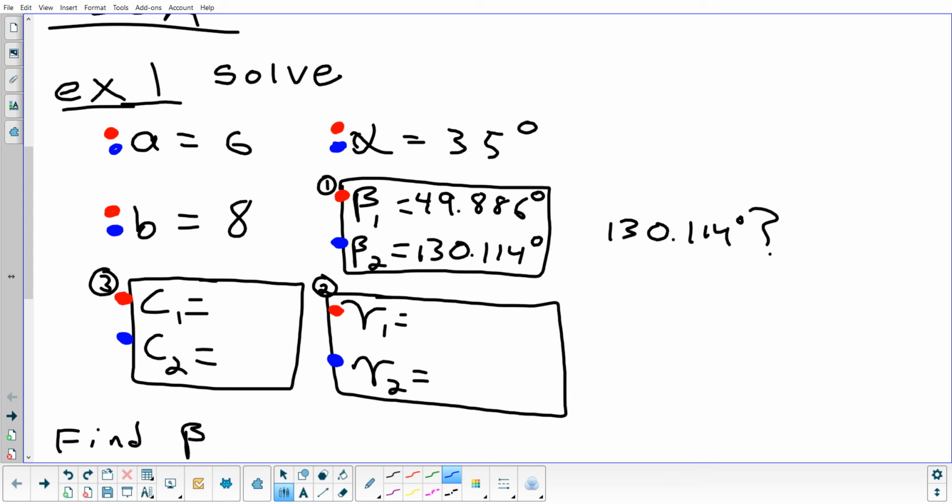So there's your 3 red sides, 3 red angles, 3 blue sides, 3 blue angles. The red problem and the blue problem. 2 separate problems, with some information that's common to both.